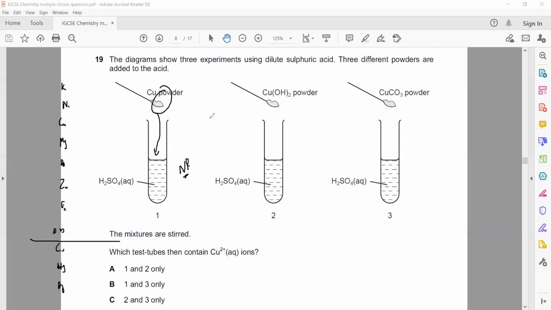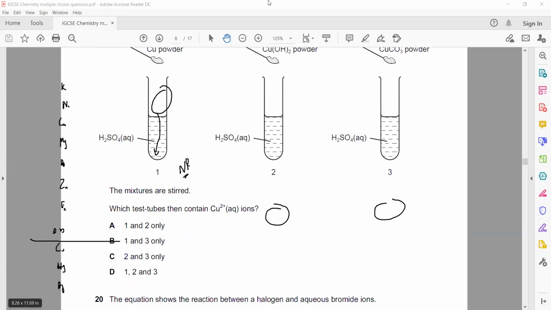If there is no reaction, it does not contain copper ions, because if a reaction occurs, then it will form a salt. There will be copper ions in the solution. When copper hydroxide reacts with sulfuric acid, it will form copper sulfate and water. Copper carbonate reacts with sulfuric acid to give copper sulfate, carbon dioxide, and water. So in 2 and 3, the copper ions will be there. So C is the right answer for this.